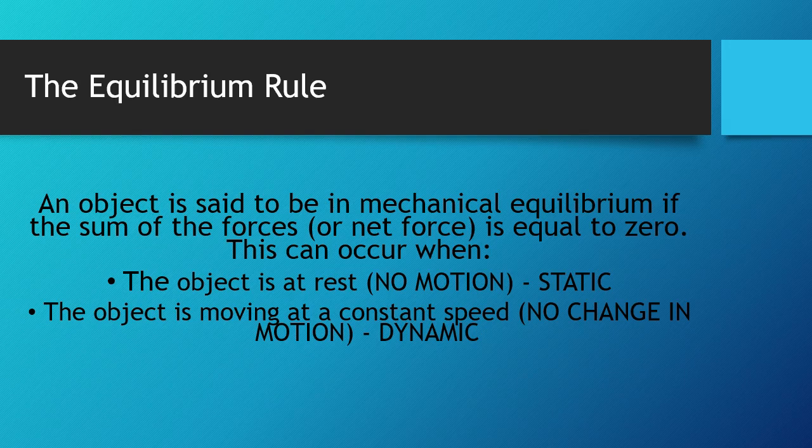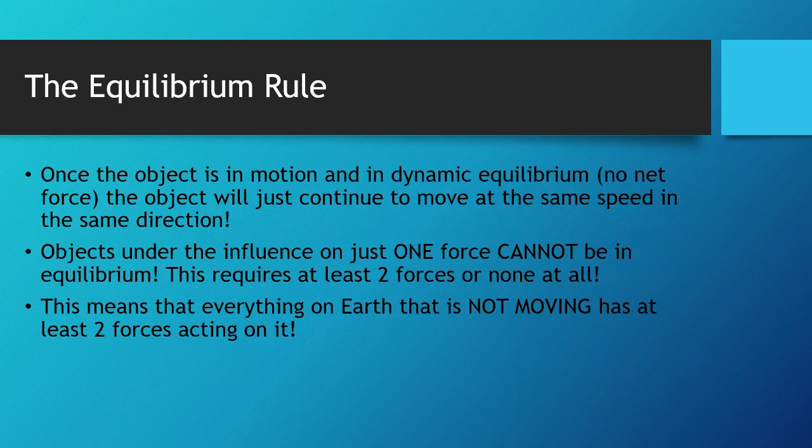This can also occur when the object is moving at a constant speed. There's no change in the object's motion. It's not speeding up or slowing down, and it's not changing direction. We call this dynamic equilibrium. So once you have an object that's in motion and it's in dynamic equilibrium, so there's no net force on the object, there's no change in its motion, that object will just continue to move at the same speed in the same direction. Nothing will change until there's a net force on that object.